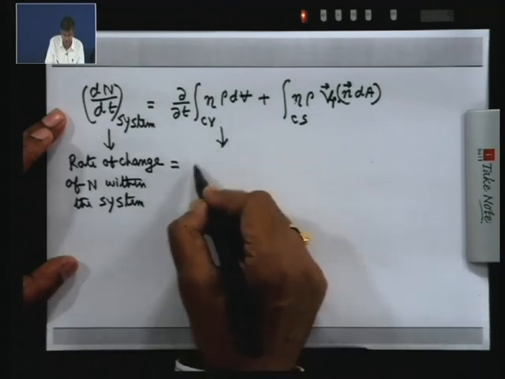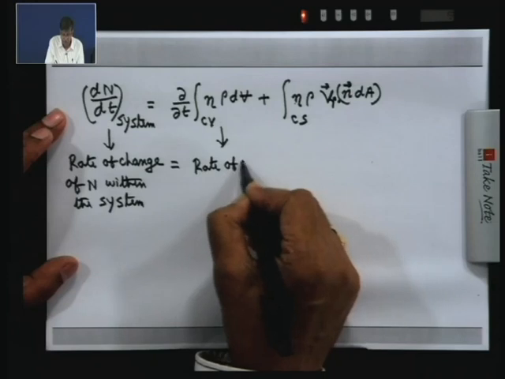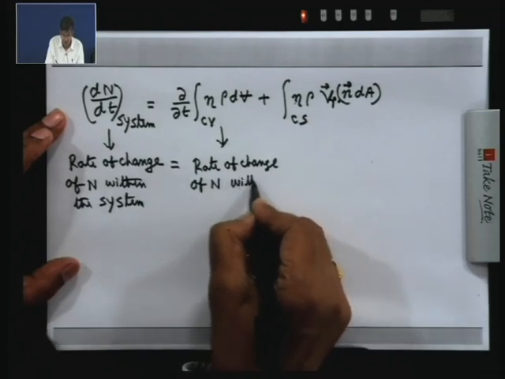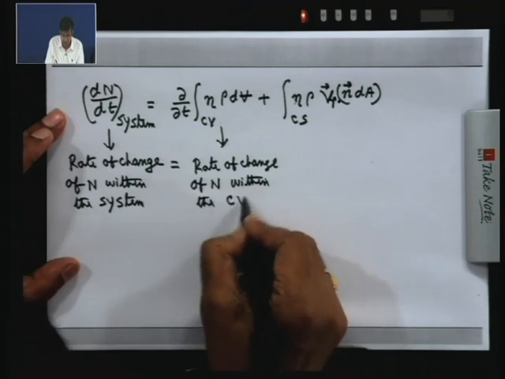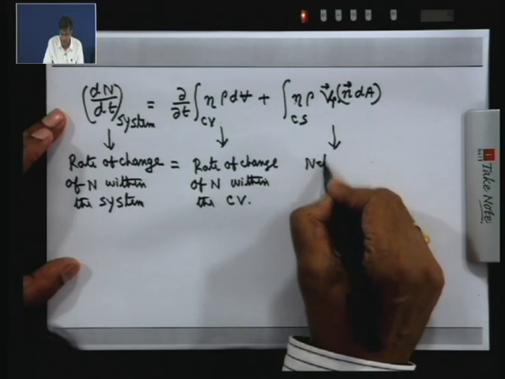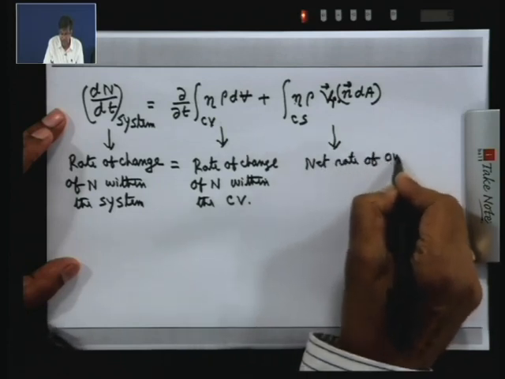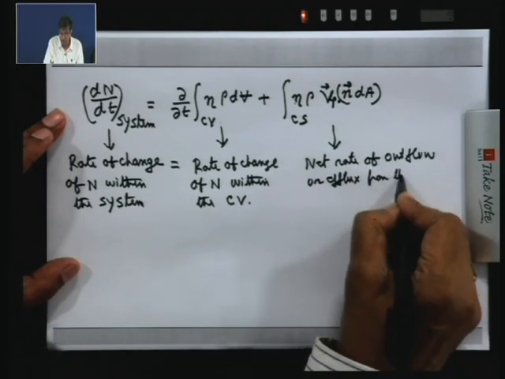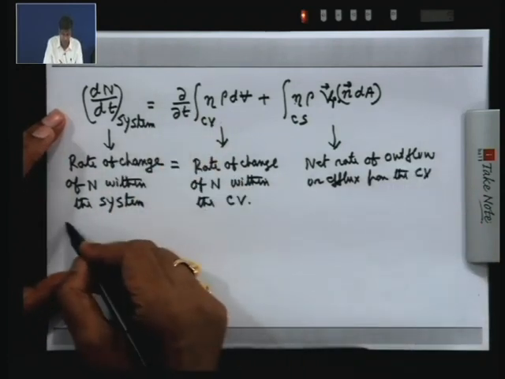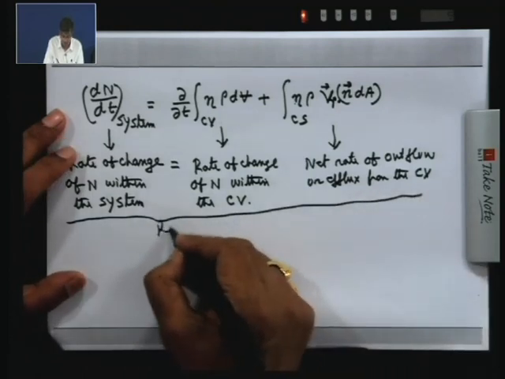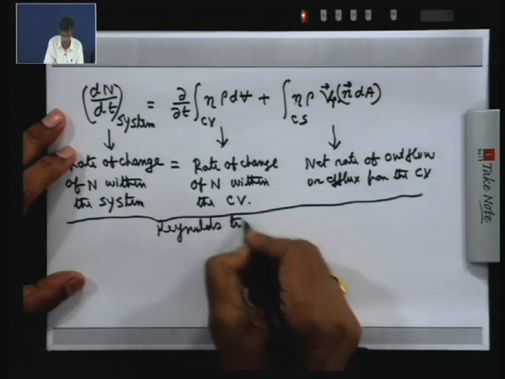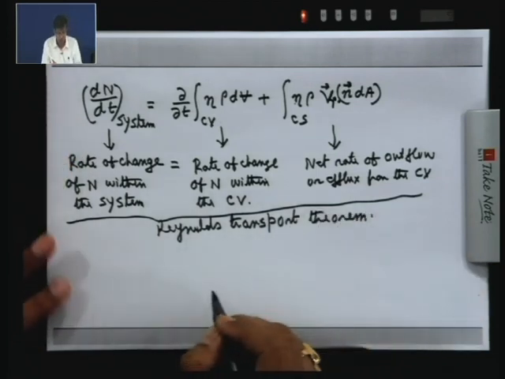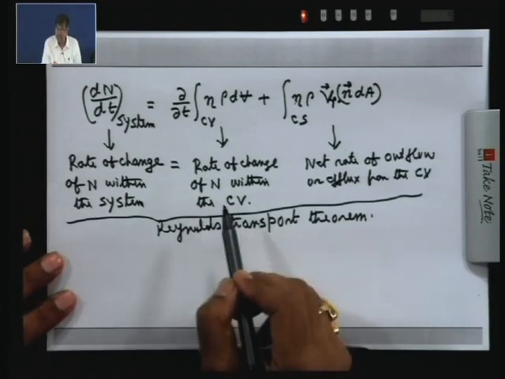What is this? This is the rate of change of n within the control volume, I am writing Cv, and this is the net rate of outflow or efflux from the control volume, and this is valid for any extensive property n, and this is known as the Reynolds transport theorem.